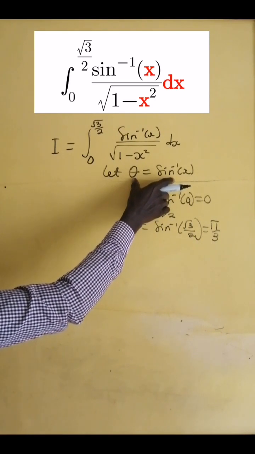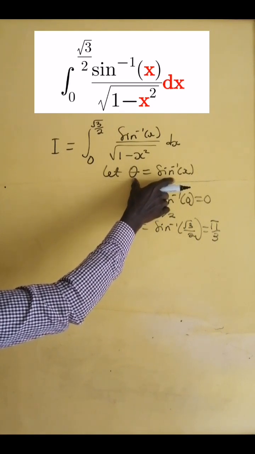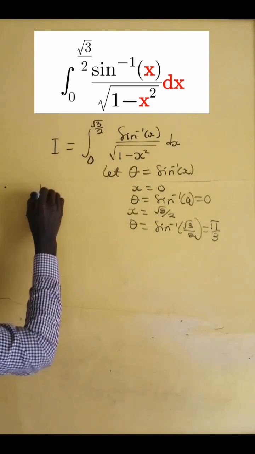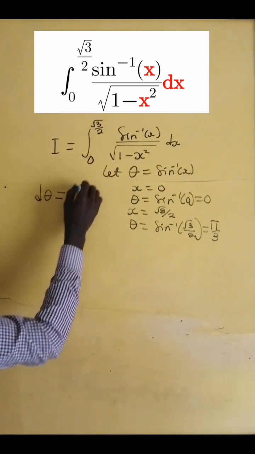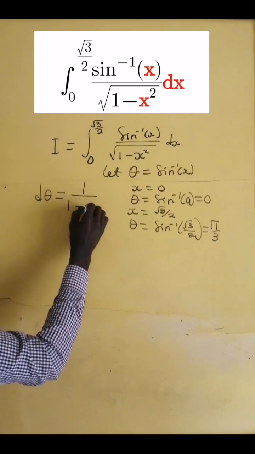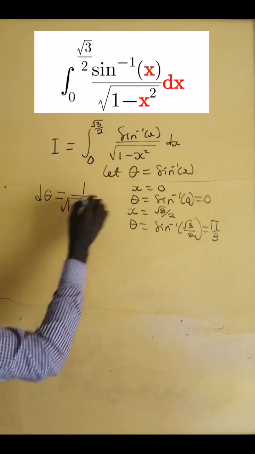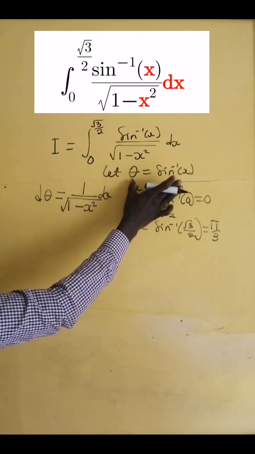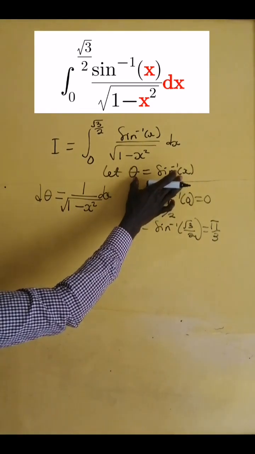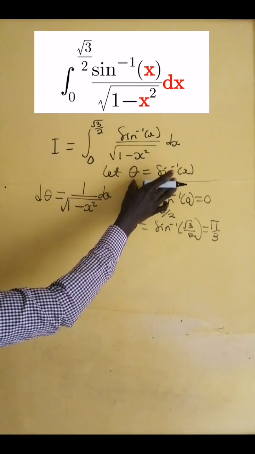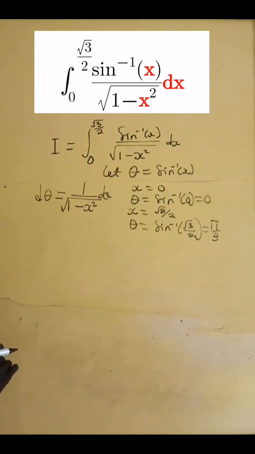The next thing is to differentiate theta equals sine inverse of x with respect to x. Now, this gives d theta equals 1 divided by the square root of 1 minus x squared dx. If you want to understand how I did this differentiation, check the comment section or the description for the video on this.